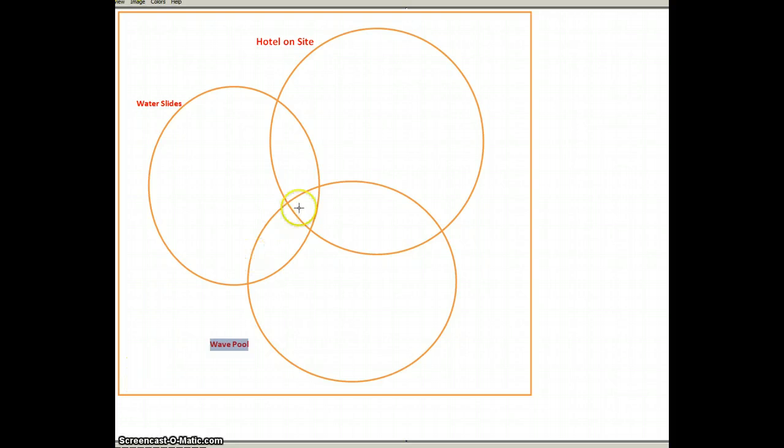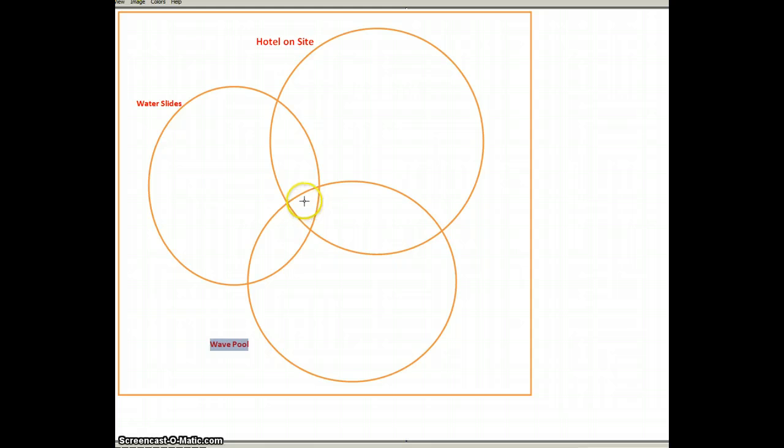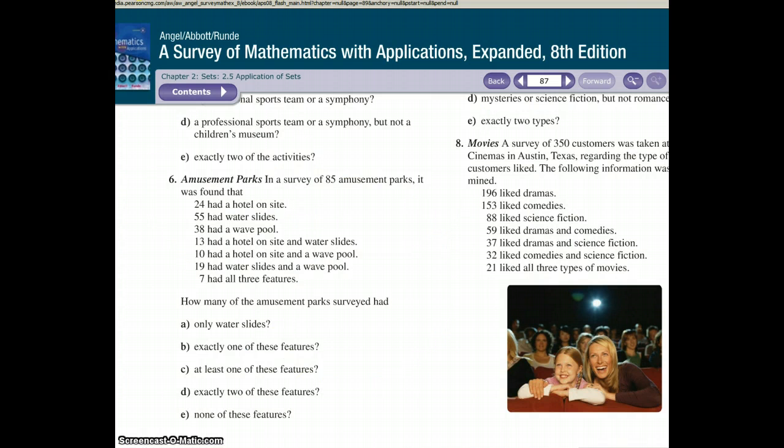Okay, so let's start. We're going to start by adding the entry in the middle here. If you look at the exercise, you will see that we were given that 7 had all 3 features. So the 7 should go in the middle here. Let's go ahead and add the 7 here. So my 7 is going to be here, which covers the 3 options: hotel on site, water slide, and wave pool. Then we move upward.